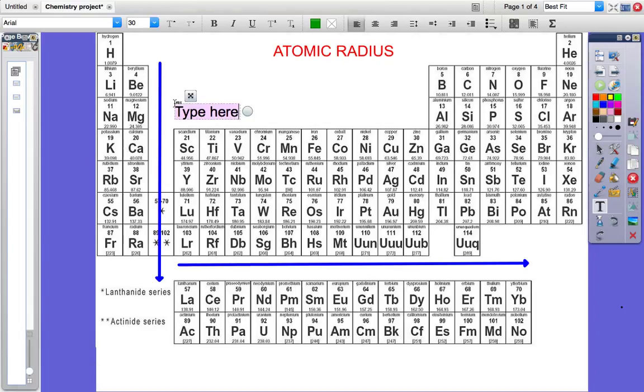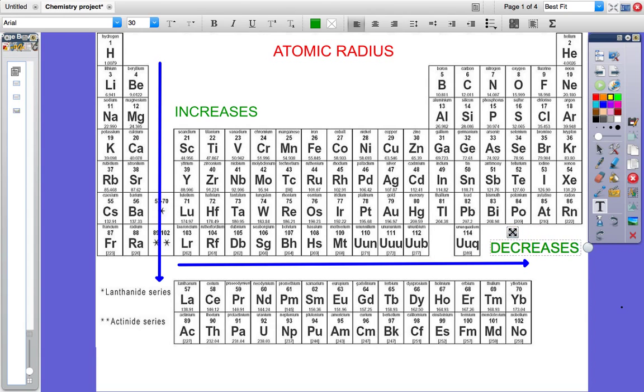When you travel down each group or family, the atomic radius increases. This is because each step down adds a new level to the electron cloud, making a larger atom. From left to right or across the period, the atomic radius decreases. This is because more protons in the nucleus creates a stronger pull on the electrons, forming a tighter atom.